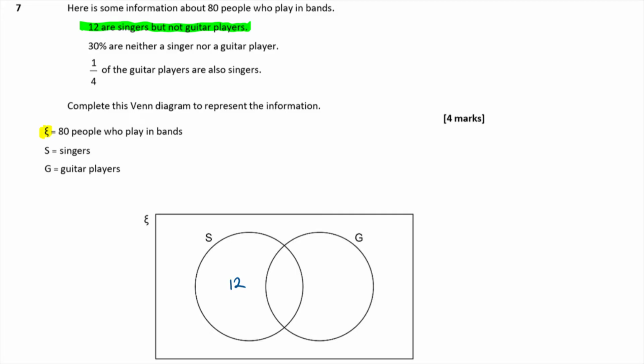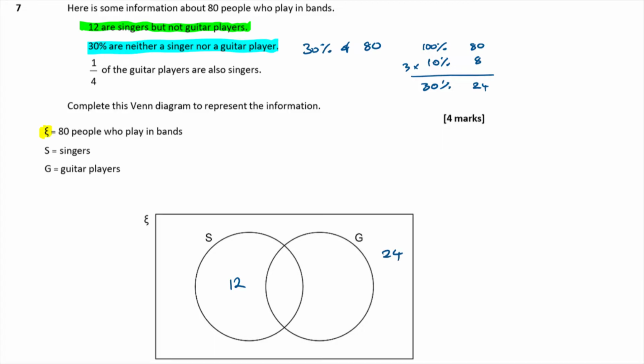Now it says 30% are neither singer nor guitar players. What's 30% of 80? Well, if 100% is 80, then 10% is going to be 8, and then we can make 30% by multiplying that by 3, can't I? So 8, 16, 24. So there are going to be 24 who are neither a singer nor a guitar player. So this bit of information here tells us that there are 24 sitting outside the two circles.